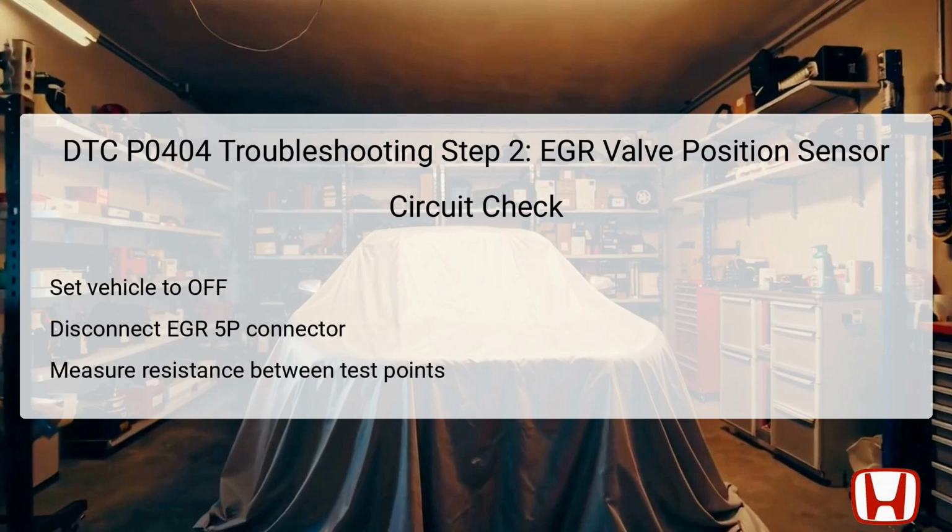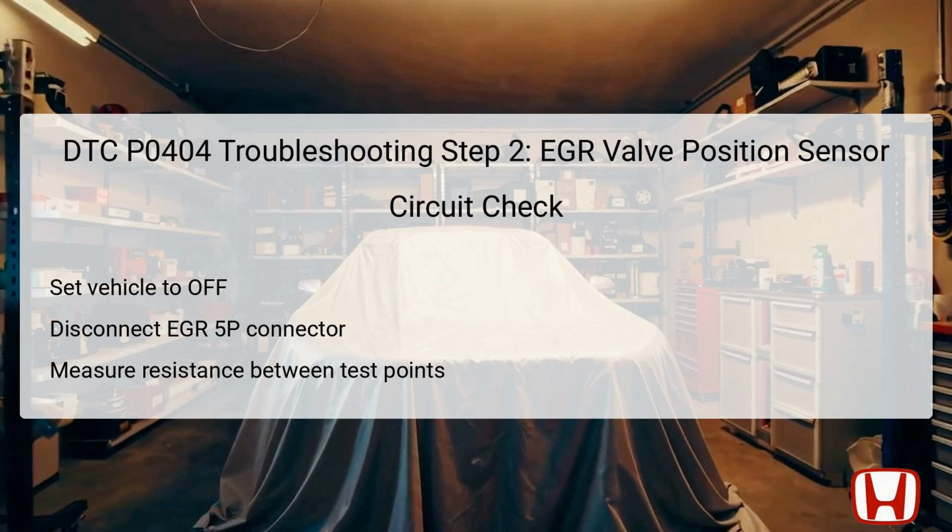In this step, turn the vehicle's ignition to off to safely disconnect the EGR valve's electrical connector, identified as the EGR 5P connector, located near the EGR valve. Using a multimeter, measure the resistance between test points 1 and 2 at the EGR valve side, specifically the terminals number 3 and number 4 of the connector.